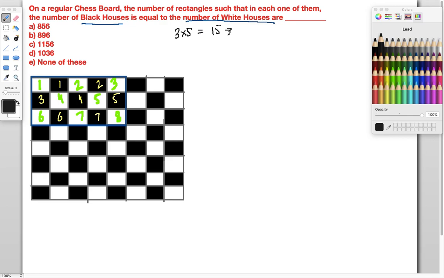But if the total number of houses in a rectangle is, let's say, 8, we can definitely say 4 of them will be white and 4 of them will be black. For example, if I select a rectangle of dimensions 2 by 4, the number of white houses is 1, 2, 3 and 4, and the number of black houses is 1, 2, 3 and 4.